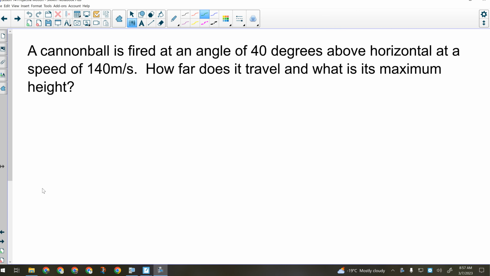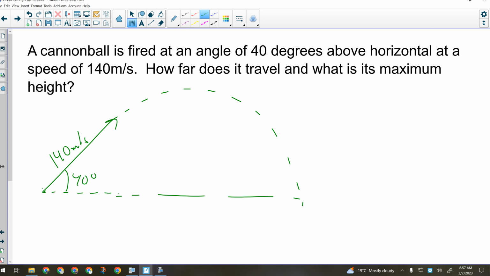So we've got this cannonball fired at a 40-degree angle at 140 meters per second. All right, so it's going to follow an arc that looks like that. Its motion is going to have a horizontal component and a vertical component. So what we want to do is split up everything we know into the vertical and horizontal parts, and get everything that we need.